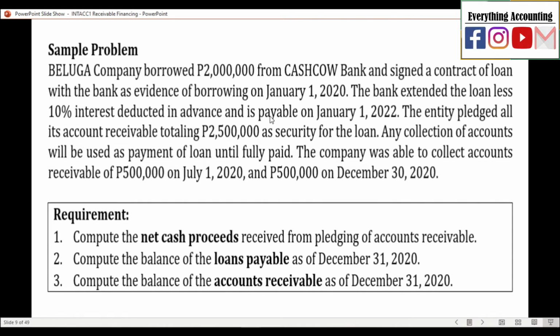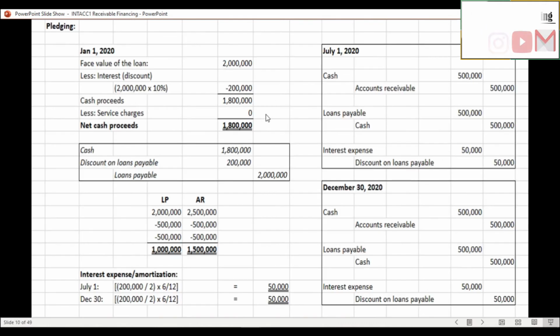So, paano yung solution natin dito? Sa January 1, yung face value ng loan natin, 2 million. Bawasan natin ng interest, which is ititreat natin na discount, which later on i-amortize natin. So, 2 million times 10%, that would be 200,000. Difference ng dalawa will be the gross cash proceed natin.